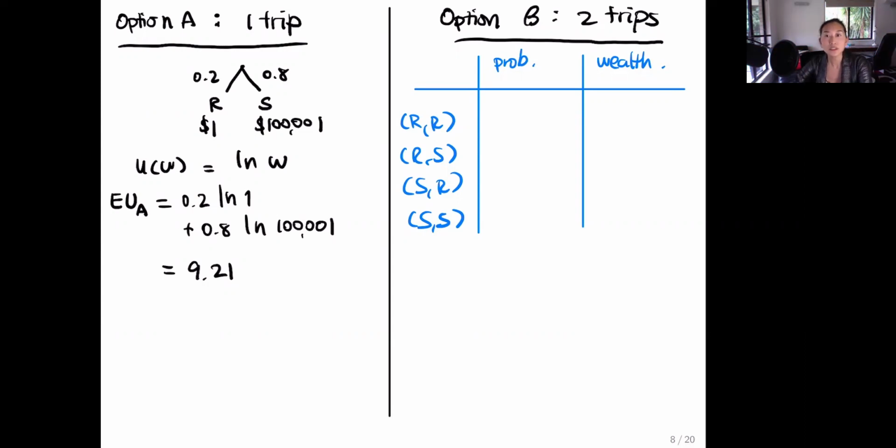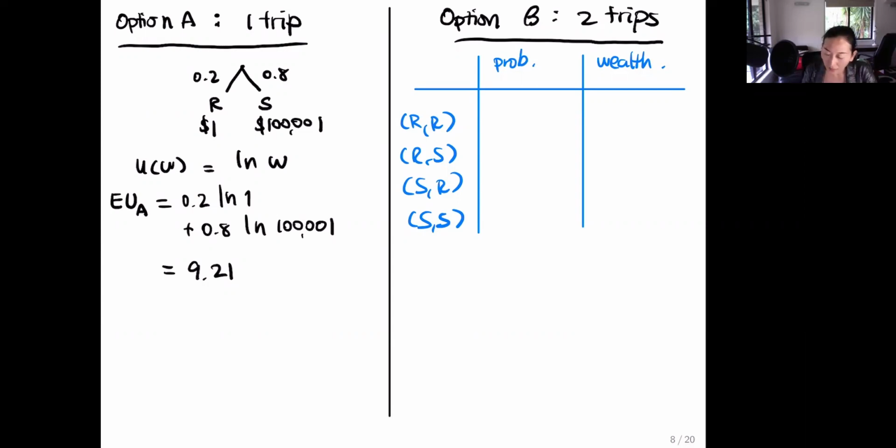Okay, did you guys finish? Yep. So 2 trips or 1 trip? You can type 2 trips or 1 trip. 2 trips. Everyone agree 2 trips? Someone even write the value of expected utility. Okay, so yes, the answer is 2 trips.